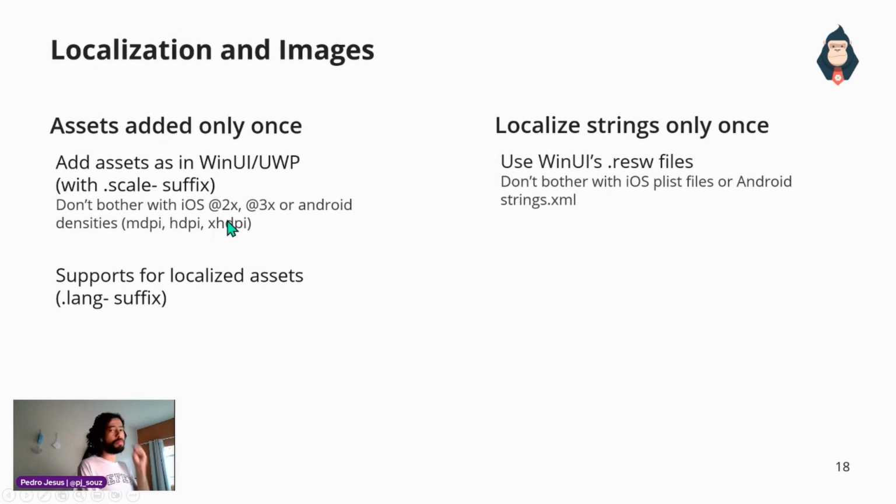and then we make sure to put those scaled images in the correct folders inside iOS and the correct folders inside Android. Also, we have localized strings support, so you don't need to go into the iOS plist files or the Android strings.xml. You just use the resw files in one place, and we will map that for you as well. So no need for code duplication here.